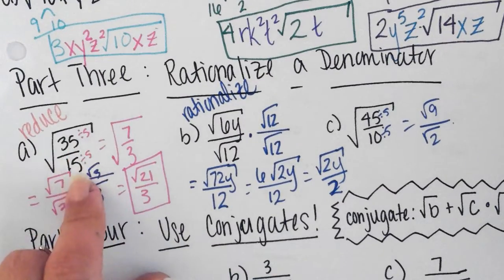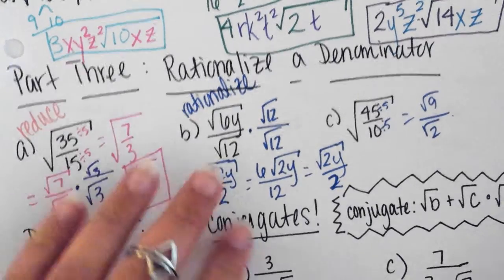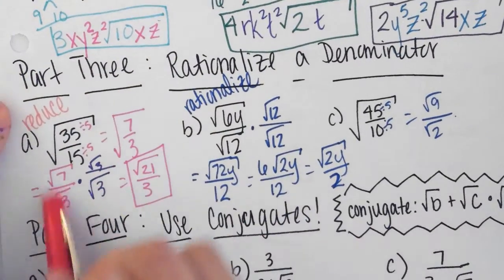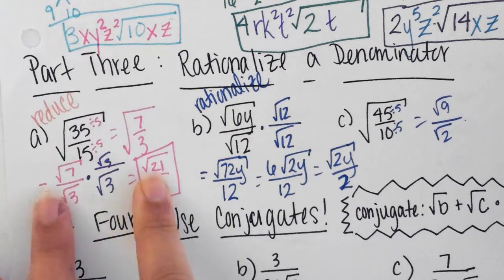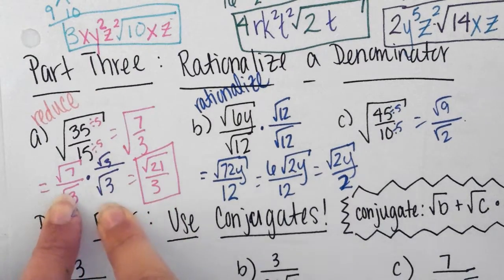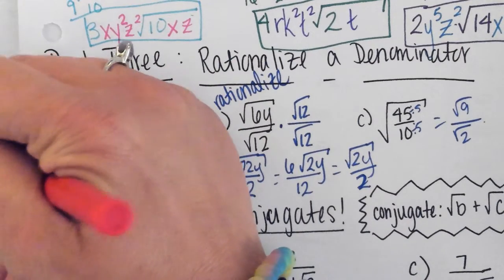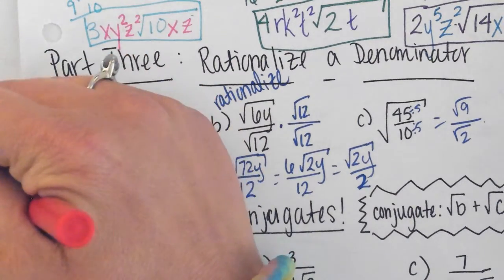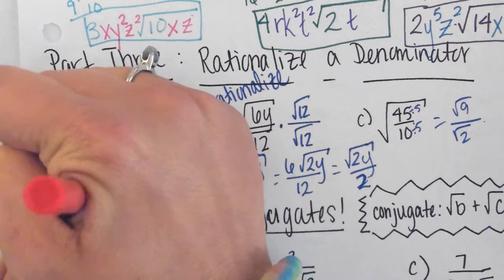So here we reduced, we had our new fraction, and then we broke apart our fraction. If you can't reduce, just break apart your fraction. So if I started with this, the first thing I would do would be break apart my fraction and then rationalize by multiplying the top and bottom by the denominator. So let's write that. Break apart fraction.